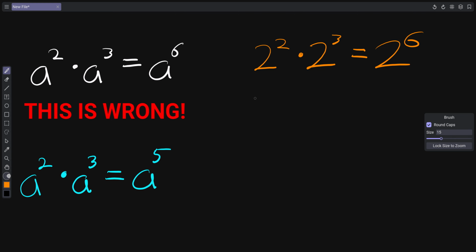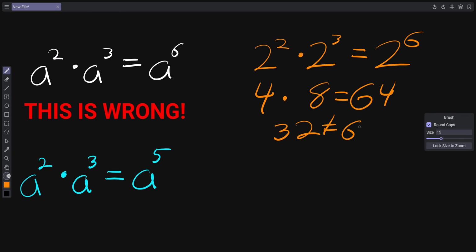So 2 to the second power, that's going to give you 4. 2 to the third power, this is going to give you 8. And then 2 to the sixth power, what would that give you? Let me just check my calculator real quick. 2 to the sixth, that will give you 64. And then we would just simplify this by multiplying 4 and 8. That's going to give you 32. And you can actually see that 32 does not equal 64.